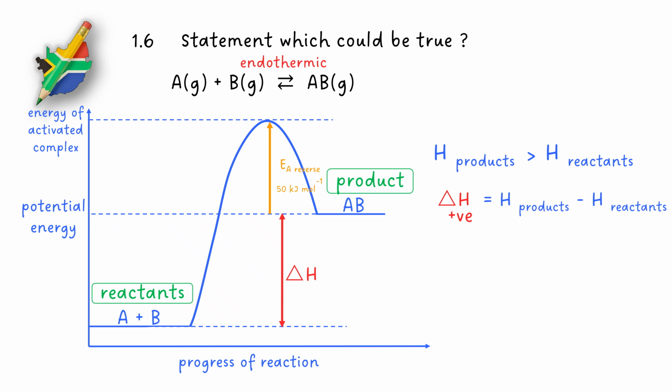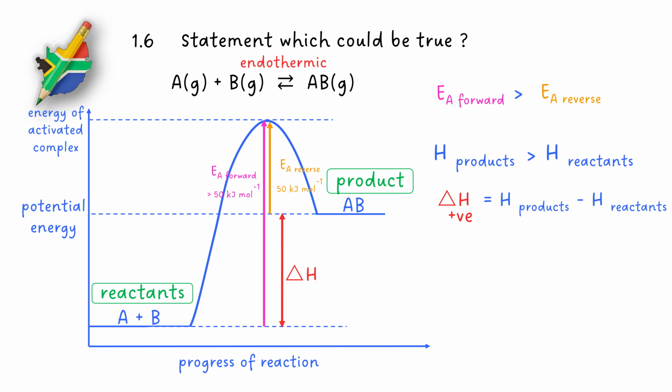We are told the activation energy of the reverse reaction is 50 kilojoules per mole. The activation energy of the reverse reaction is for where AB reacts to form A and B. This is the energy required by AB to reach the energy of the activated complex. Now, the activation energy for the forward reaction is the energy required by the reactants A and B to reach the energy of the activated complex.